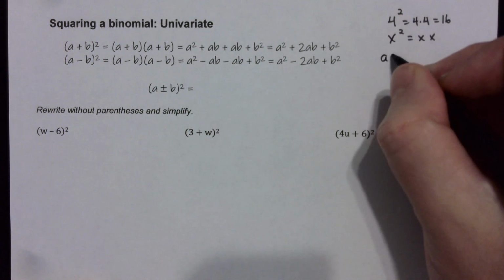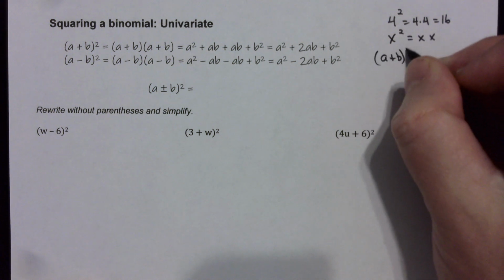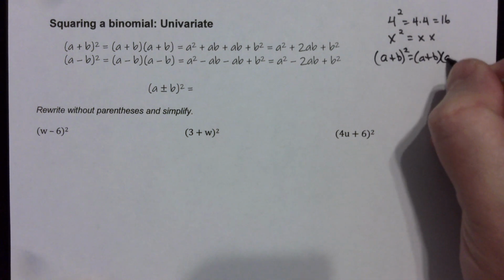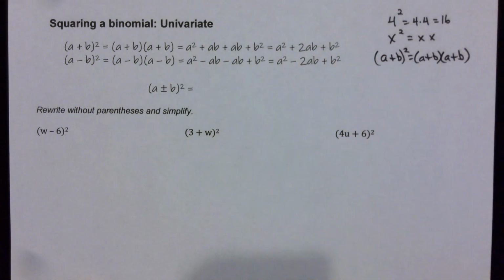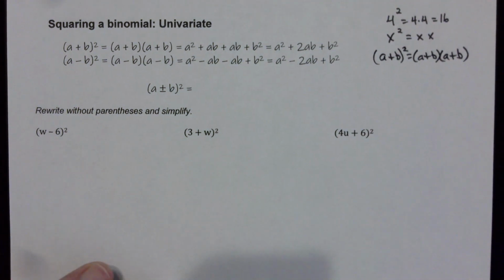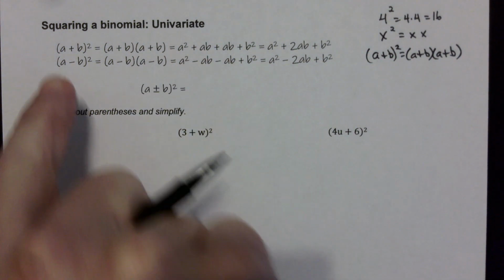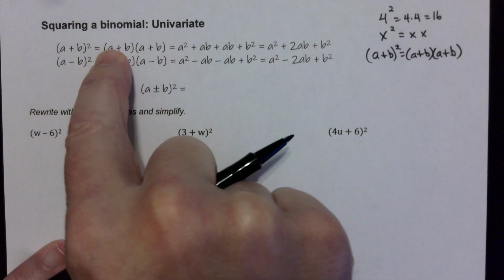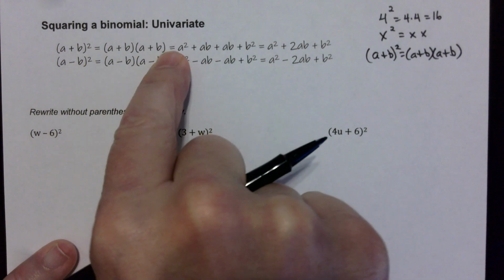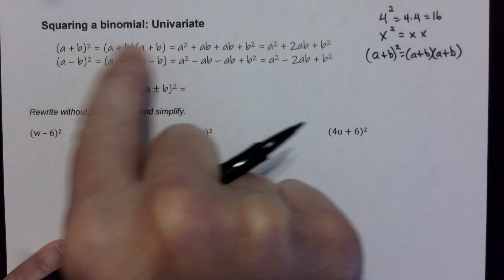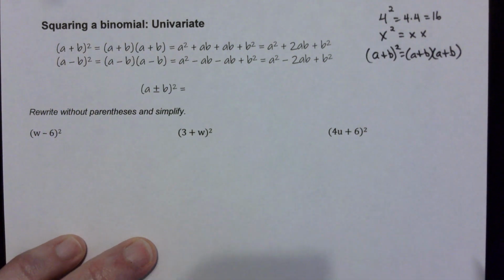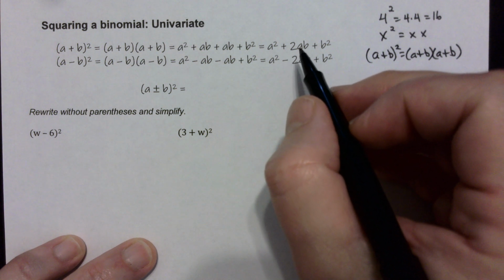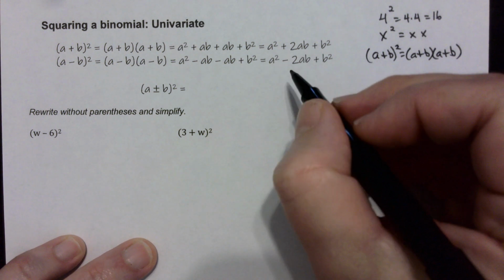So it stands to reason that a plus b, or minus b, doesn't matter, would be the same thing as a plus b times a plus b. So when you square it, you just write it twice. That's what's happening in these formulas. They're first writing it twice, and then multiplying out term by term. First term times first term, first times the last, then the two inner terms, and then the last two. Notice that the two inner terms will combine together.